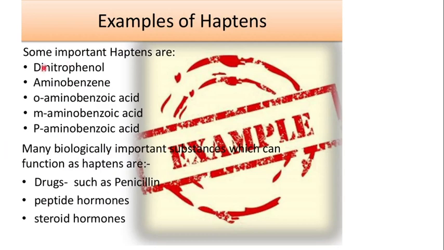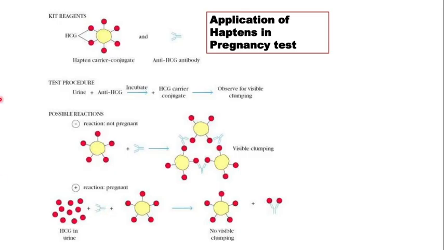Some of the most widely used haptens are dinitrophenol and aminobenzoic acids. We have already seen all this: O-aminobenzoic acid, M-aminobenzoic acid, P-aminobenzoic acid. Many biologically important substances can function as haptens, such as drugs like penicillin, peptide hormones, and steroid hormones. We can now see how haptens can be used in a pregnancy kit.